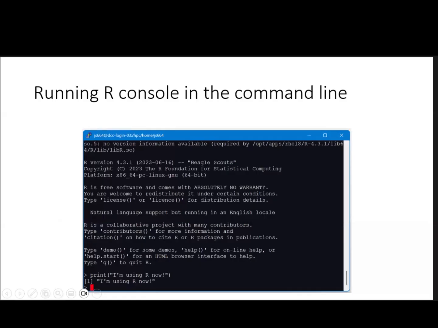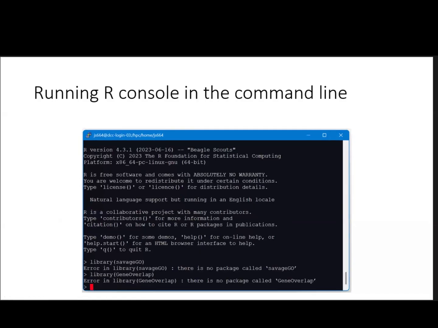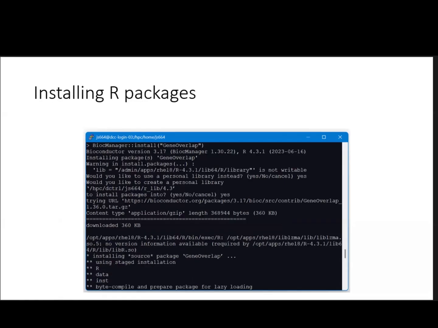The main thing I would use this for is checking packages. To use a package in R, use the command library. So if we say library savage go or library gene overlap, right now it says error. There's no package called that because we haven't installed those packages. So this sort of command line interface I would use to check and make sure your packages are where they're supposed to be. And if they're not, you can install them.